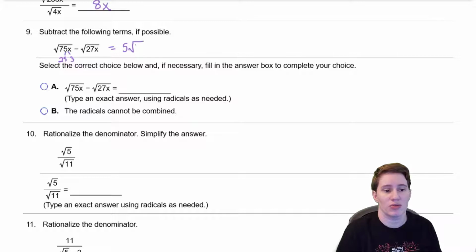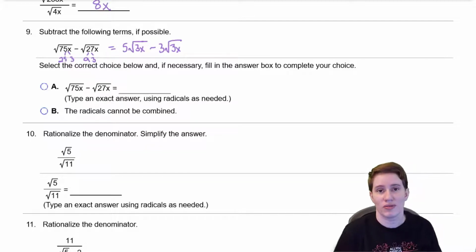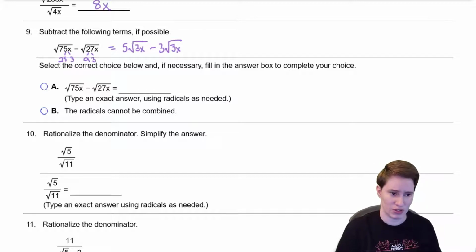And that leaves me with 3 and x on the inside because the x is just by itself. It's not x squared or bigger, so there's no x's that get to move out. And then 27 is 9 times 3, so square root of 9 is 3, and on the inside we'd have 3x again, which is nice because otherwise we would have simplified for nothing if these didn't actually subtract.